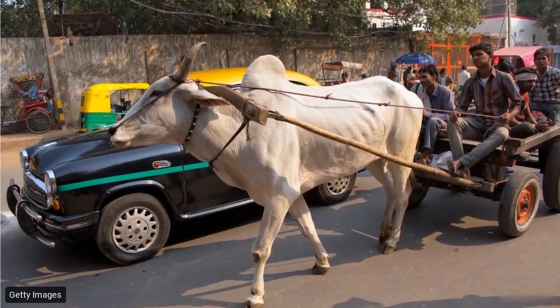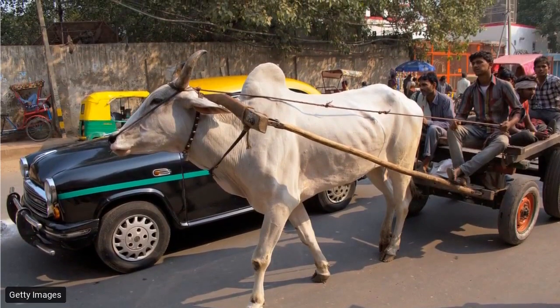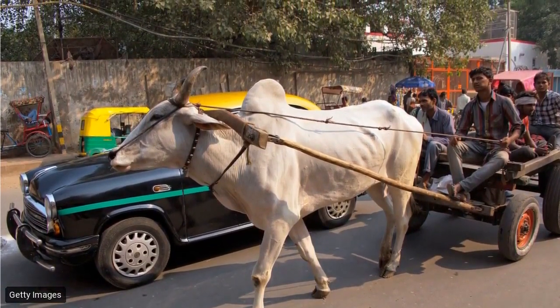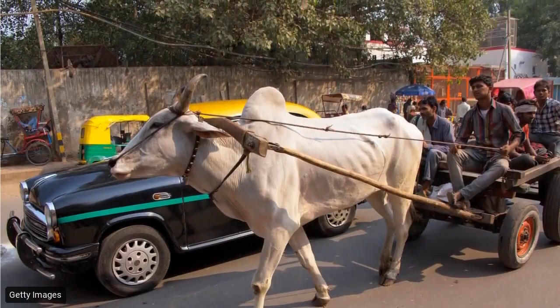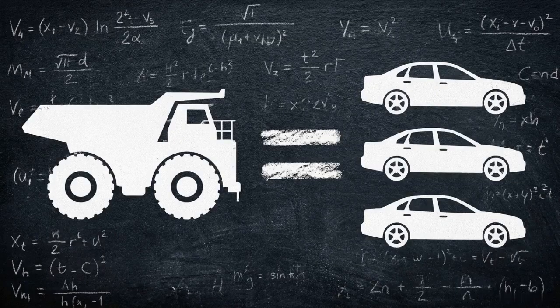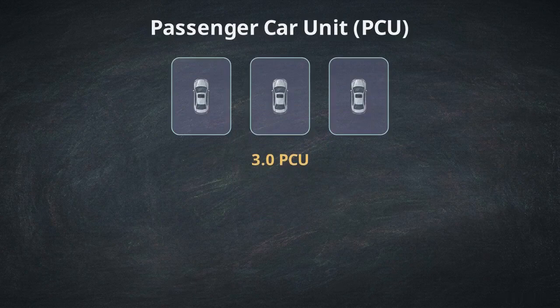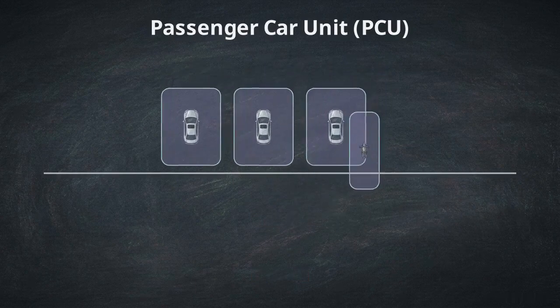Mixed traffic environments contain extreme disparities in size and speed, with high-speed motorized vehicles sharing the same space as animal-drawn carts. To account for this, engineers use the passenger car unit, or PCU. The PCU standardizes different vehicles into a single mathematical unit. This allows us to calculate volume accurately, whether the stream is full of motorcycles or heavy trucks.